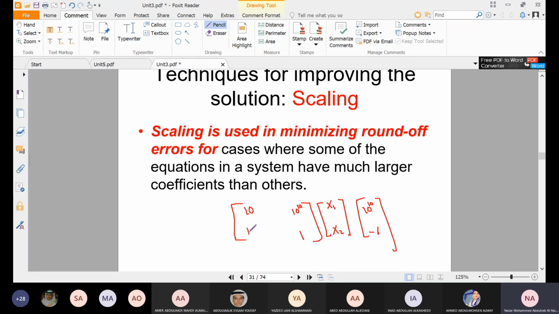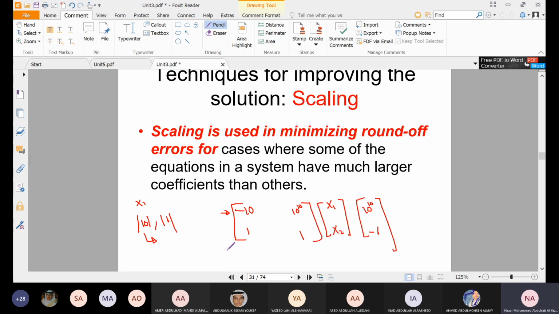I want to eliminate this one below the diagonal. So in this case, for eliminating x1, I will take the maximum magnitude of the coefficient in the first column. I will do a comparison between them. Even if this is negative, the maximum magnitude here will be 10. So in this case, this will be the pivot element.